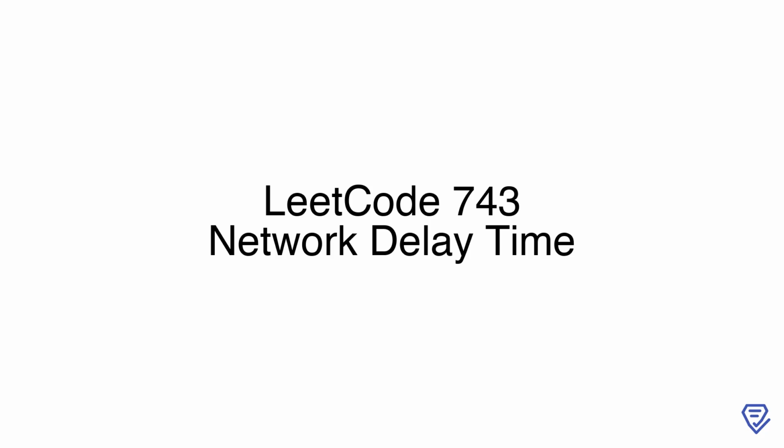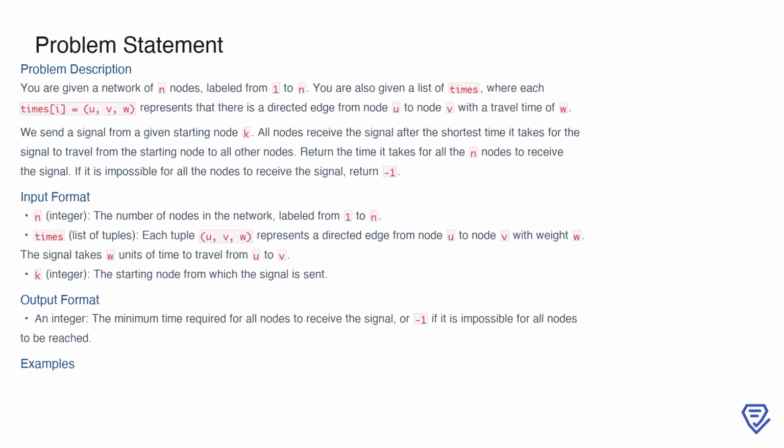Let's dive in. In this problem, we're working with a network of n nodes, labeled from 1 to n. The network is represented by a list of directed edges, where each edge has a starting node U, an ending node V, and a travel time W. The key task is to send a signal from a given starting node K, and we need to determine the time it takes for the signal to reach all the nodes in the network. If some nodes cannot be reached, we return -1.